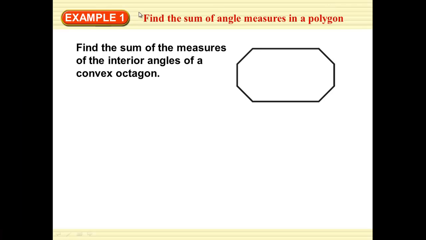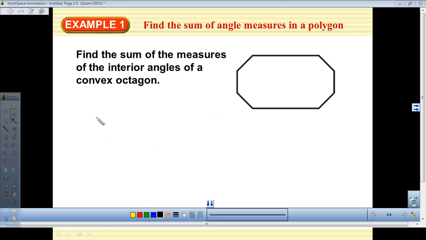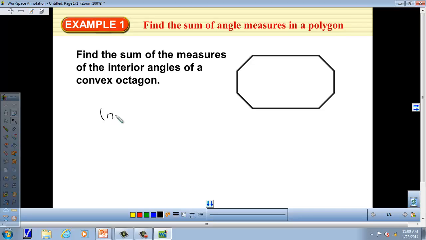For this problem, we need to use a formula that was given to you, which is n minus 2 times 180, where n represents the number of sides, but it also represents the number of angles, because if you notice, this has 1, 2, 3, 4, 5, 6, 7, 8 sides. It also has 8 angles if you count around 1, 2, 3, 4, 5, 6, 7, and 8. So in this case, n is equal to 8.